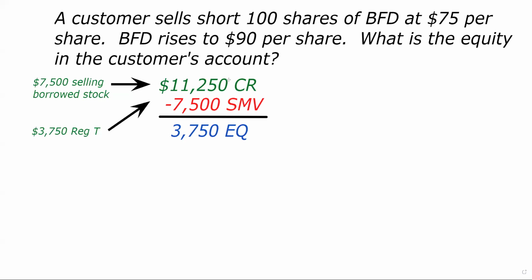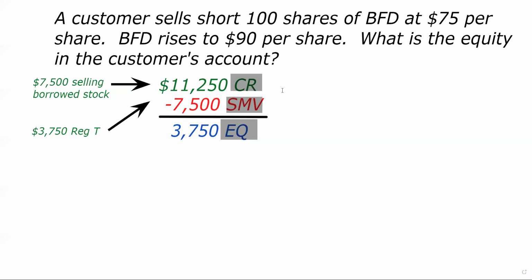And we said to do our initial setups in our mark to market, we need to know the classical margin equation. Credit register minus short market value equals equity. Okay, so now we're going to do our mark to market based on this scenario. So now the stock goes to 90. And so now we're going to do our mark to market.